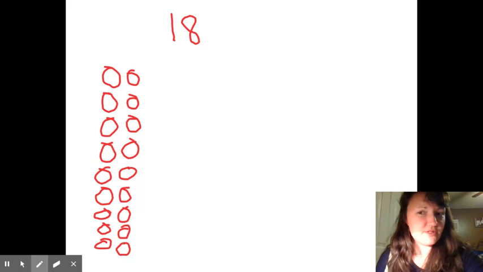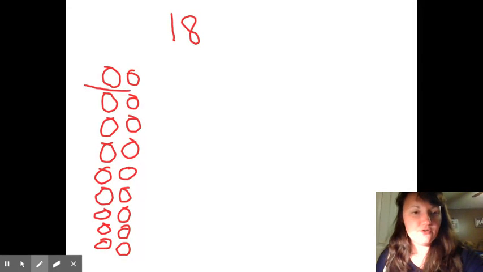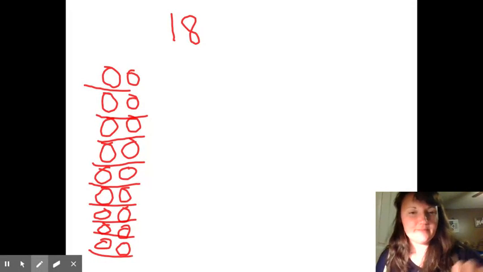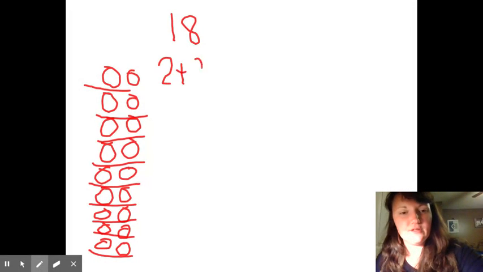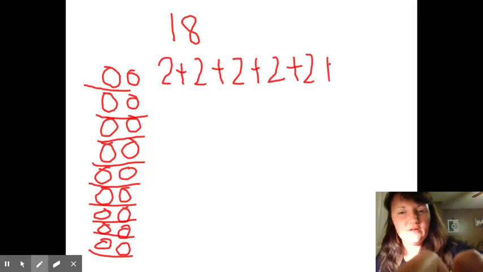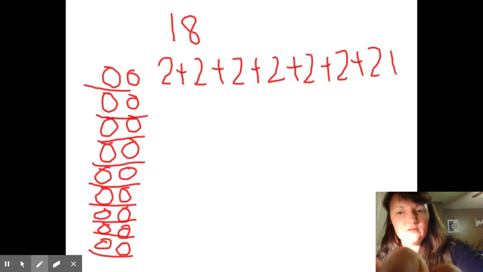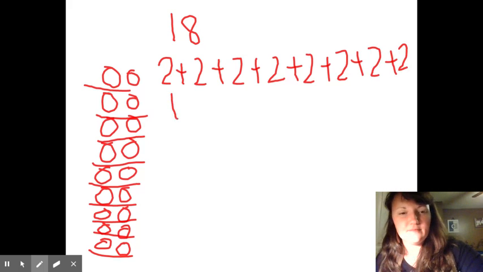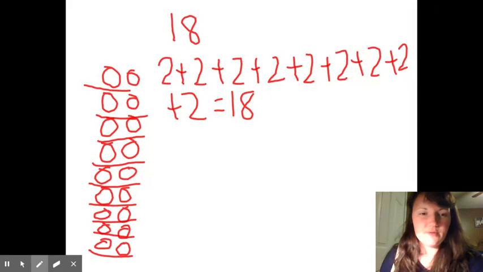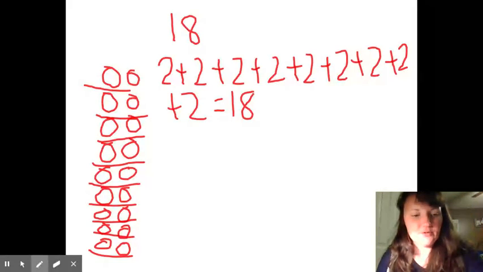What equation would you put with this array? Since you have 2 plus 2 plus 2 plus 2 plus 2 plus 2 plus 2 plus 2 plus 2. So what you can do is write that 9 times. 3, 4, 5, 6, 7, 8, 9 equals 18. Okay, so you can record this in your notebook. All right, now I'm going to erase so that we have room for more.